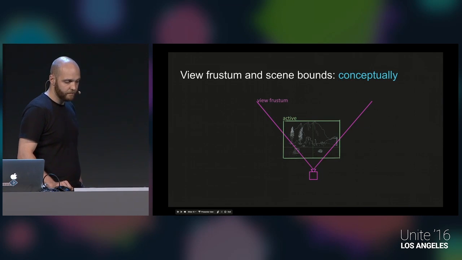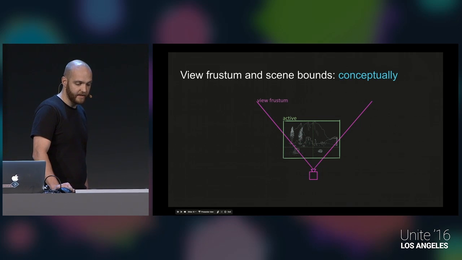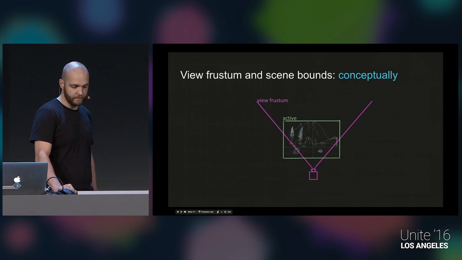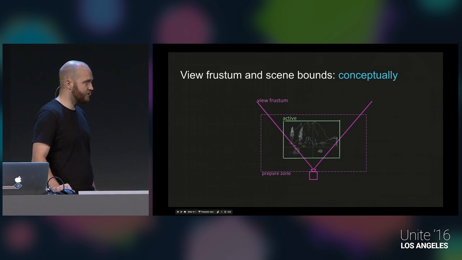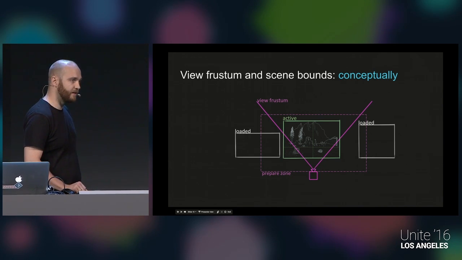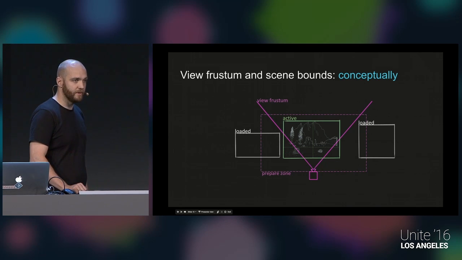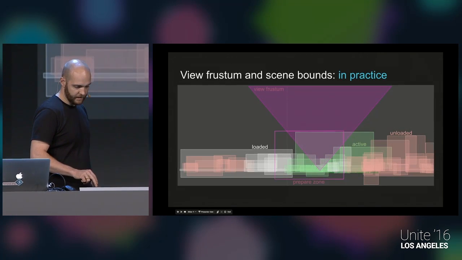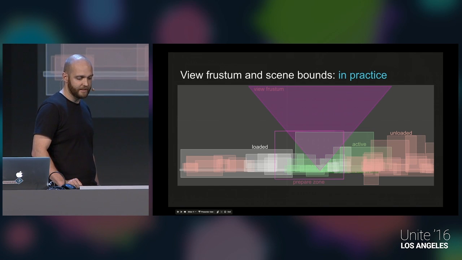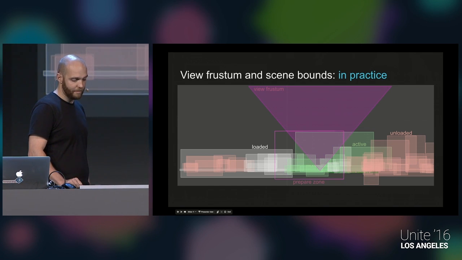So when the player progresses through the game, we activate the scenes that are inside the view frustum. And then in an area around the player, we have what we call a prepare zone. And when a scene enters the prepare zone, we load it in and prepare it to be activated when it finally hits the view frustum. Outside the prepare zone, the scenes are unloaded. And this is what it looks like in practice if we make a 2D top-down view of the first third of the game.